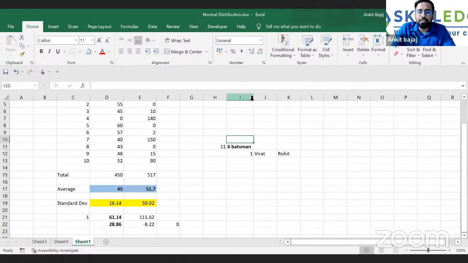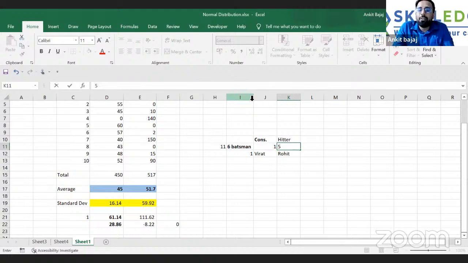Out of 6 players, if I talk about a consistent player, let's suppose 1 player is consistent and 5 players are hitters. Hitters means risky, right? If their bat connects with the ball, the team will definitely get a 6 or 4. But if their bat is not connecting with the ball, they will get out. So out of 6 players, 1 is consistent and 5 are hitters.